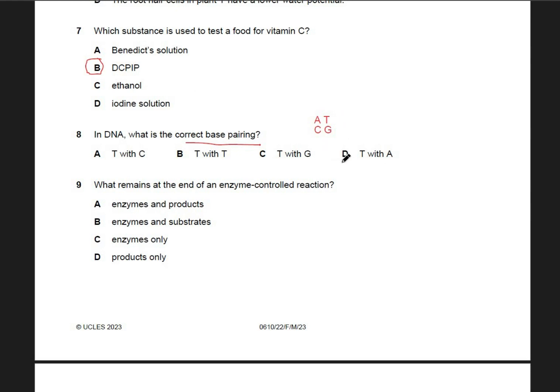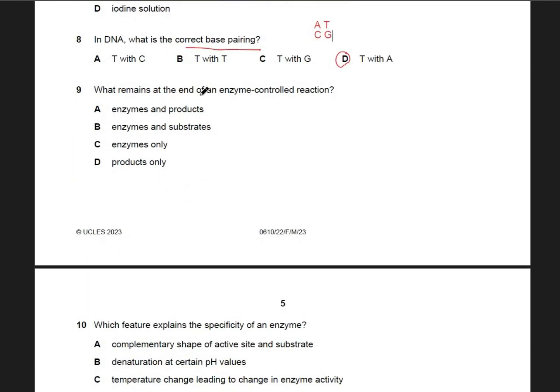All right. Now, question number 9 says, what remains at the end of an enzyme-controlled reaction? So in an enzyme-controlled reaction, after the reaction has been completed, the enzyme stays in its original state, and the end result is the product. All right, so option A will be the correct answer. I hope this was clear enough.